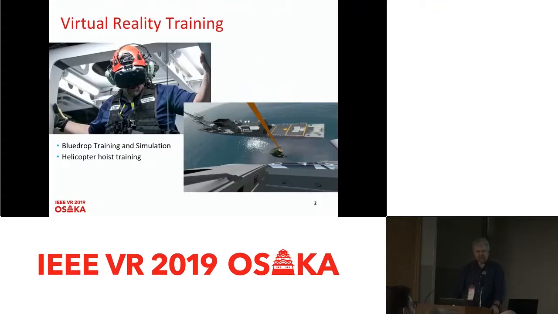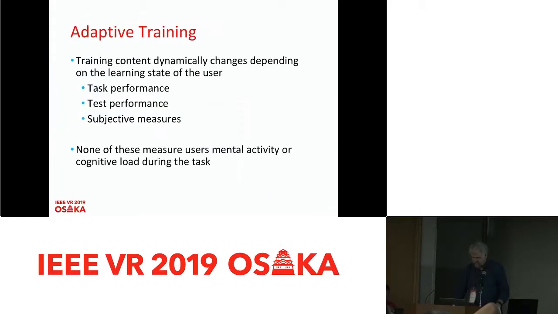So of course, we're very familiar with lots of examples of virtual reality training. This is a training simulator for helicopter pilots to train how to drop the helicopter hoist down. In many VR training systems, they oftentimes have adaptive training where they change the training task based on the user's performance or test performance or some sort of subjective measures. But it's very unusual to have a training task that measures mental activity while the person's training and gives feedback based on that. And so that's what we want to do with this work here.